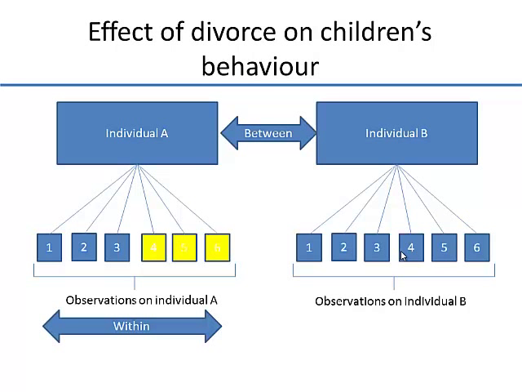Okay? So firstly, we're comparing individual A with individual B and saying, are the behaviour outcomes any better or worse for individual A compared to individual B? The second sort of comparison we're making is that within individual A, are the outcomes for the first 3 years better or worse than the outcomes for the latter 3 years when the parents are divorced? Okay? And those are the sources of variation that are giving us the estimate of the effect of divorce on children's behaviour.